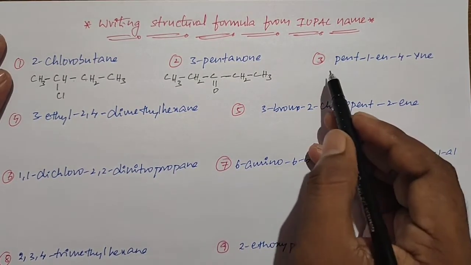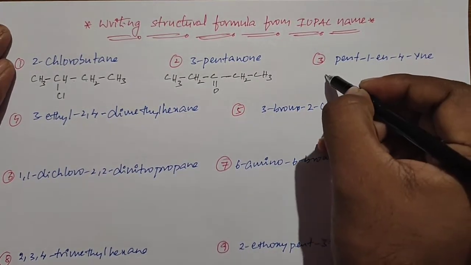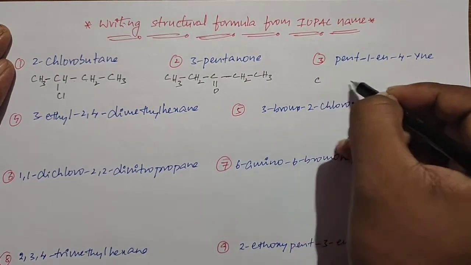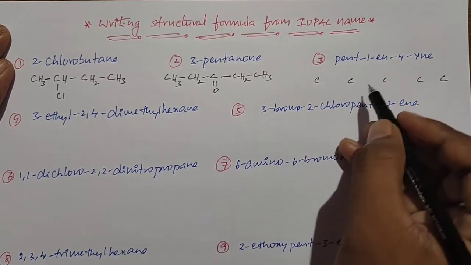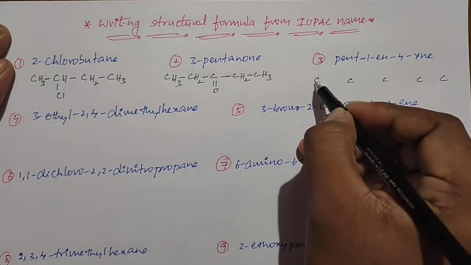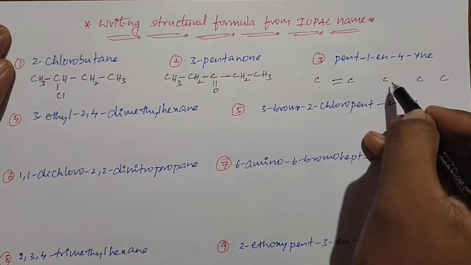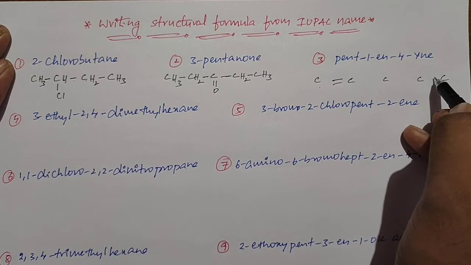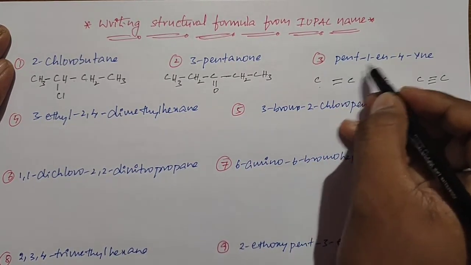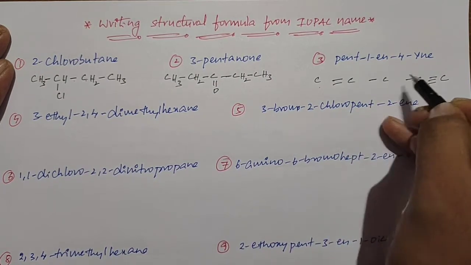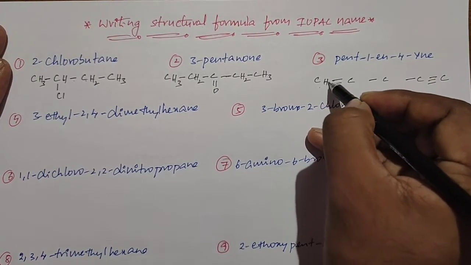Okay. Next example, pent-1-ene-4-yne. Here the number of carbons is 5: 1, 2, 3, 4, 5. At the first carbon we have a double bond, so 1-ene, and 4-yne: 1, 2, 3, 4. Remaining are single bonds. Here we don't have any secondary suffix or secondary prefix. So now I fill with hydrogens.